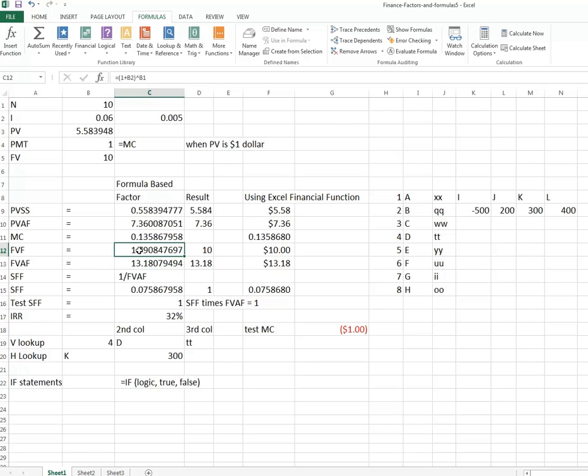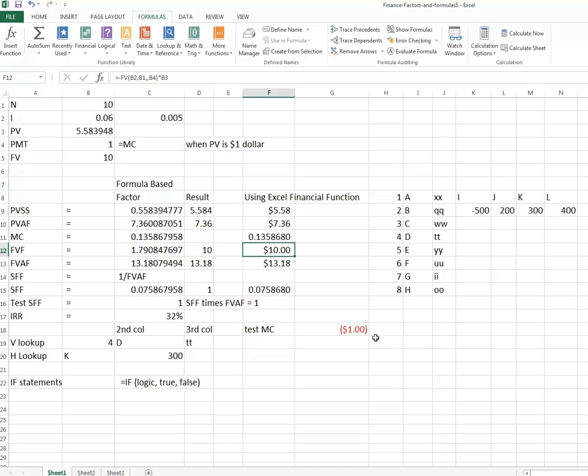In this case, if it's $1, well, let's go ahead and take the number. In this case, it is a present value of $1 per period, and we're taking that here to the future. So 5.58 equals $10 in the future, compounded for 10 periods at 6% interest. That's what that result tells me there.